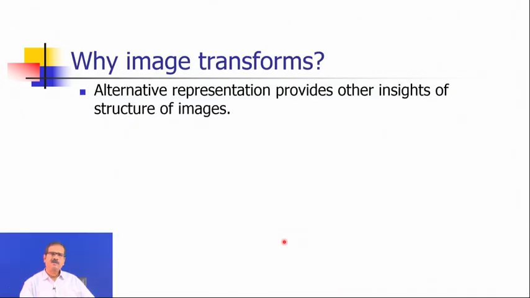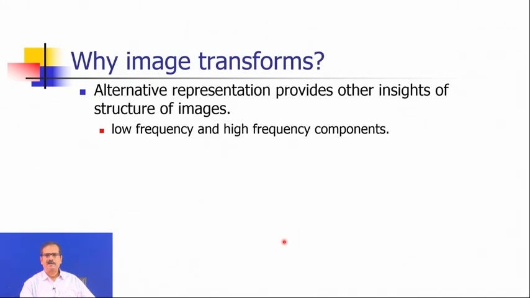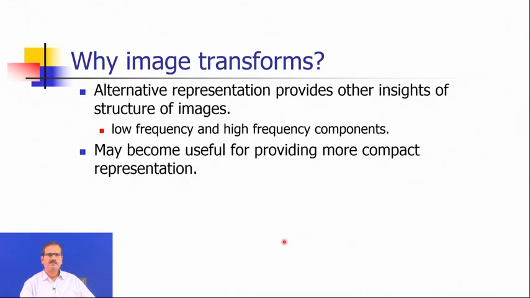I will conclude this lecture by mentioning why we require image transforms. As you can see, image transforms give an alternative representation of the image. Instead of representing the image in the functional domain itself, we are representing it in a different domain. It gives a different insight into the structure of images. For example, if I consider the frequency domain representation using Fourier transforms, we get low frequency and high frequency components. So, it may become useful for providing a more compact representation.